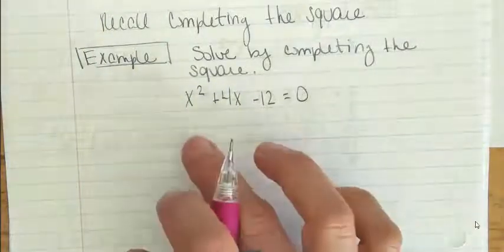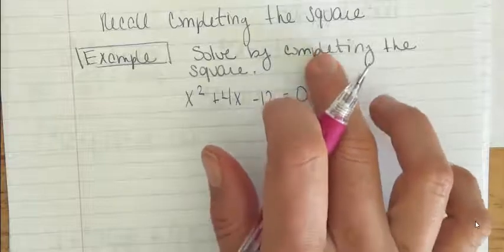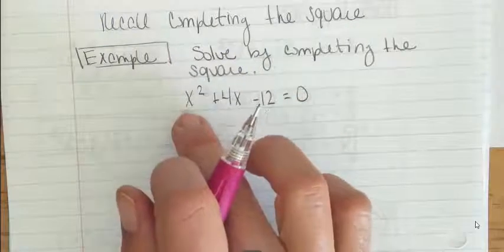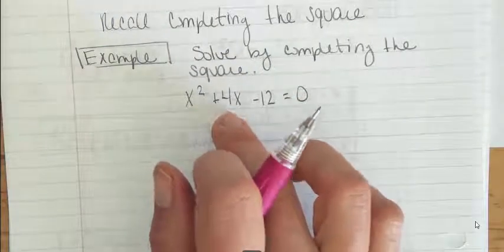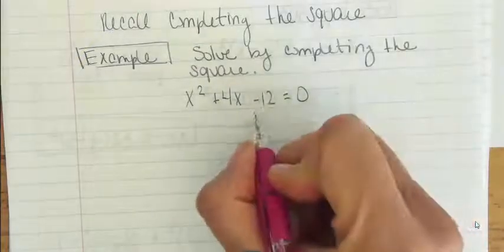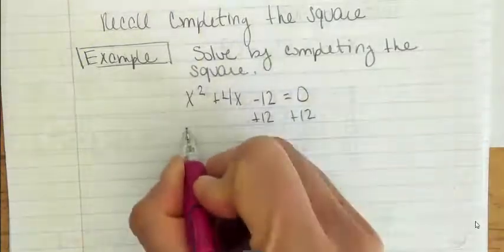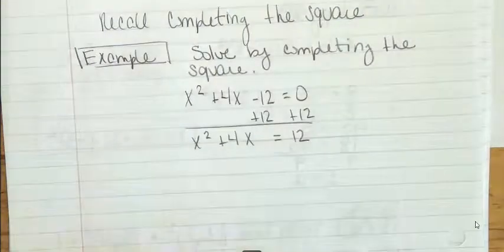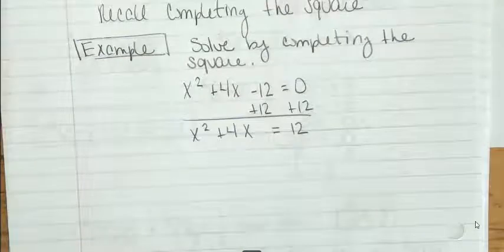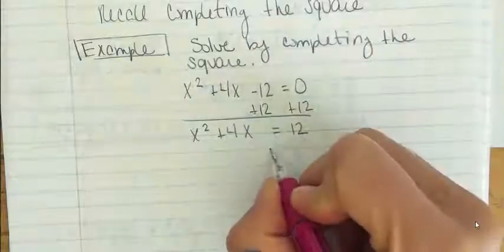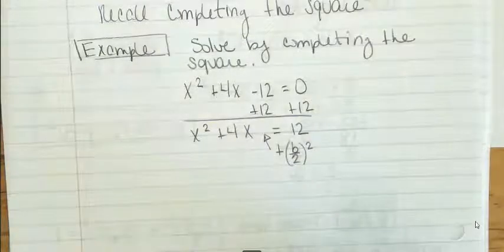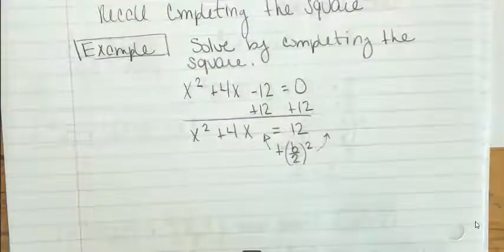So the first thing you do when you have a trinomial set equal to 0 and you want to solve by completing the square, you're going to take your constant and move it to the other side so that you just have your x squared term and your x term on one side. So the first thing I'm going to do is add 12 to both sides. Now the next thing I'm going to do is add b over 2 squared. So right here, I now add the b over 2 squared. And I'm going to do that to both sides, right? Because if I do it on one side, I got to do it on the other side.